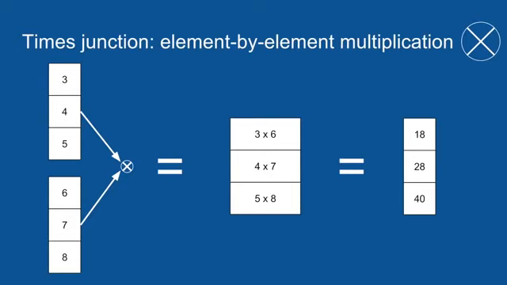And very closely related to this, you've probably guessed, the X in the circle is element-by-element multiplication. It's just like addition, except instead of adding, you multiply. For instance, 3 times 6 gives you a first element of 18. 4 times 7 gets you 28. Again, the output vector is the same size as each of the input vectors.